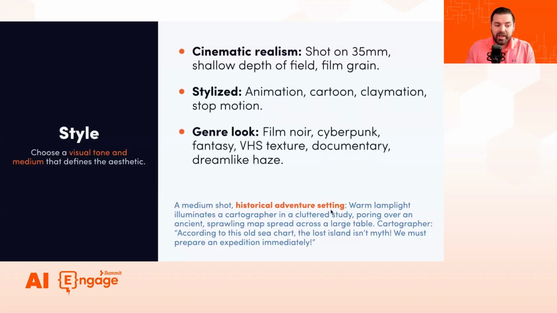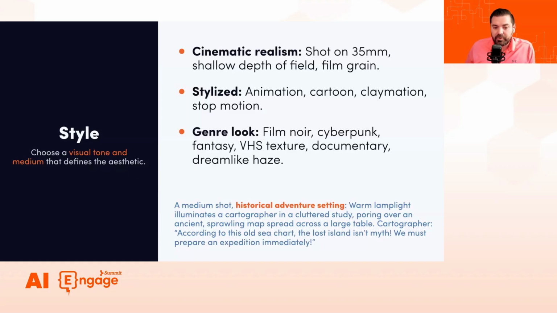You can go into a lot of details around that stuff. But in this case, we can think about: are we shooting on 35 millimeter? Is it a shallow depth of field? Is there film grain on the cinematic, or, as we saw before, is it an animation? Is it real life? Is it a cartoon? Is it a claymation or stop motion like we saw before?